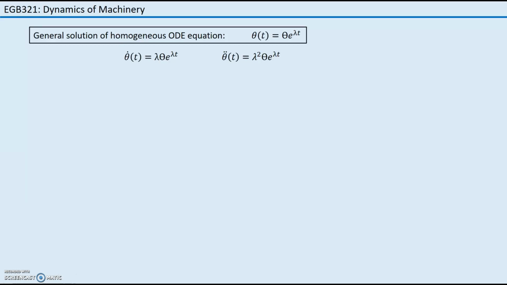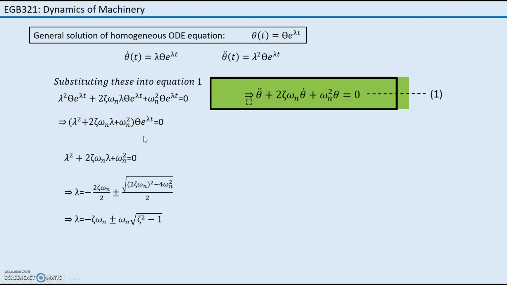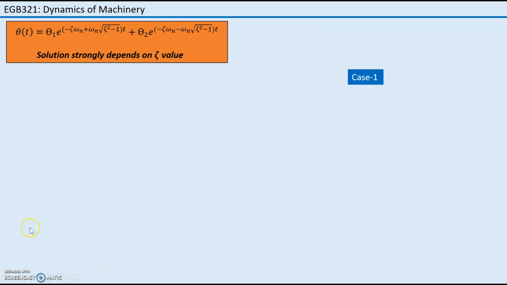The general solution of this homogeneous ordinary differential equation is theta(t) equals theta e to the power lambda t. If we take the first and second derivative of theta and substitute these into the equation of motion, we get this kind of form where we can see that theta and e to the power lambda t are not zero. Then this part must be zero, which is a quadratic algebraic equation. So we can see that lambda will have two values, and the solution will have two parts consisting of theta 1 e to the power lambda 1 t and theta 2 e to the power lambda 2 t. So this solution strongly depends on zeta values.